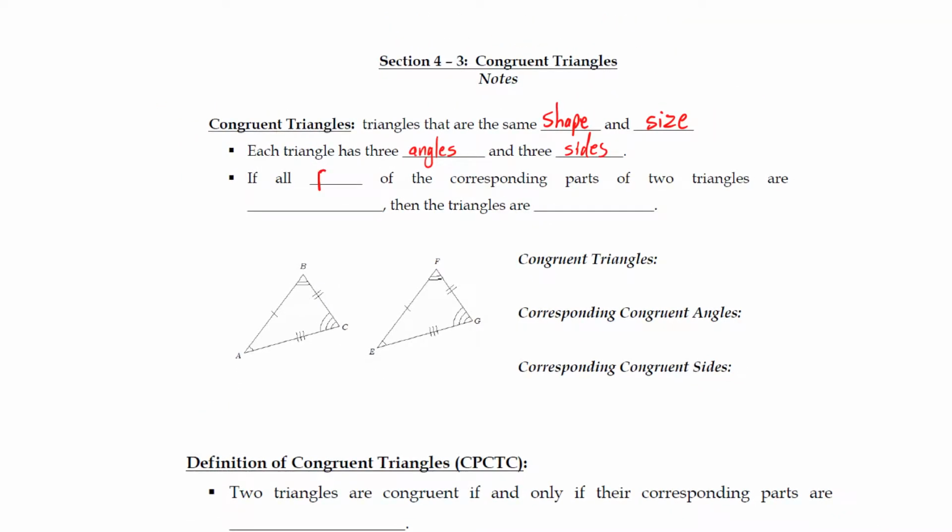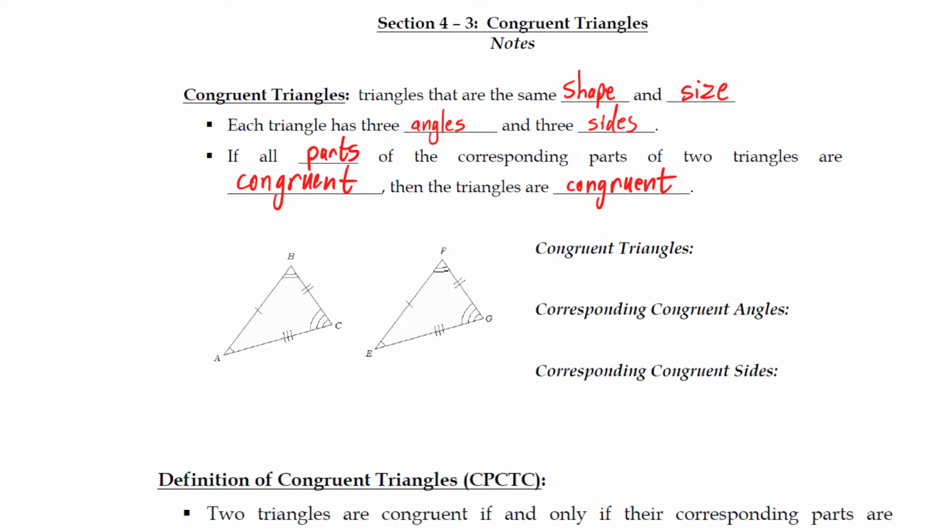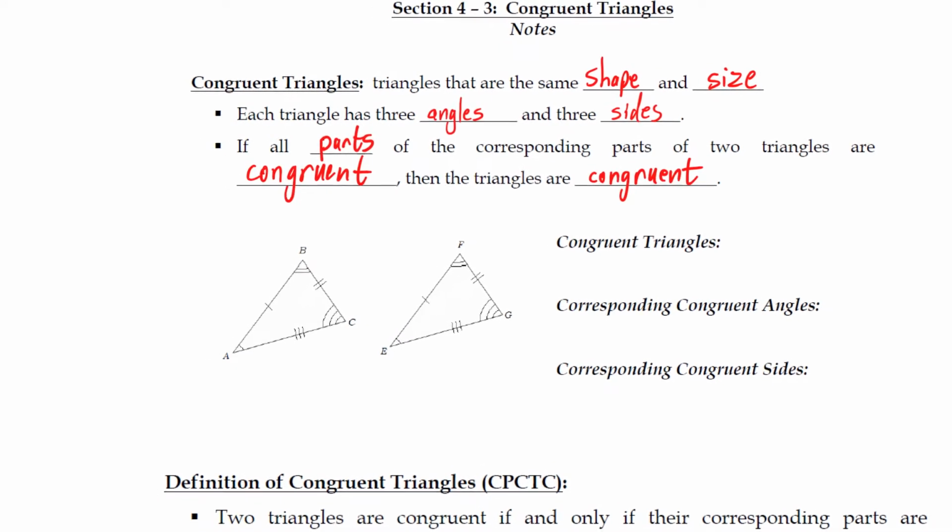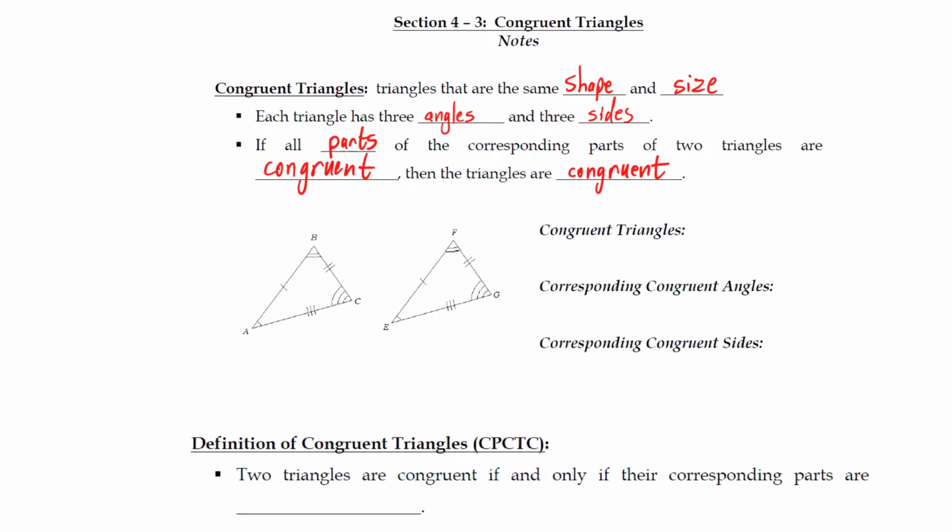Okay, if all the corresponding parts of 2 triangles are congruent, then the triangles themselves are congruent. So if each individual piece is congruent, then the whole triangles are congruent to each other. They're exactly the same. Okay, so that's exactly what's going on here in this first one.